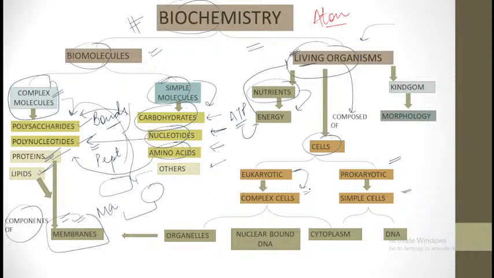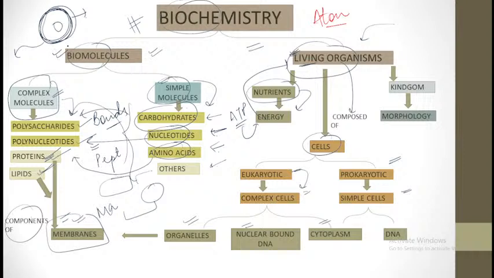Now in this complex cell itself, what do we have? First, the organelles, then we have the nuclear bound DNA and the cytoplasm. This is the main structure of a cell. So this outer structure, that is the membrane, is made up of biomolecules.